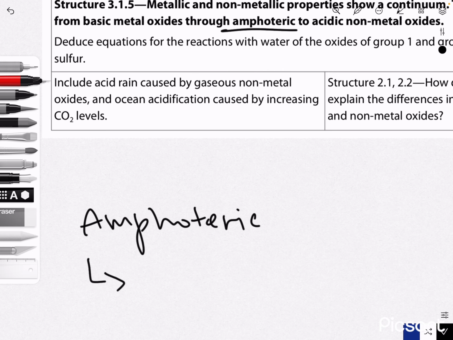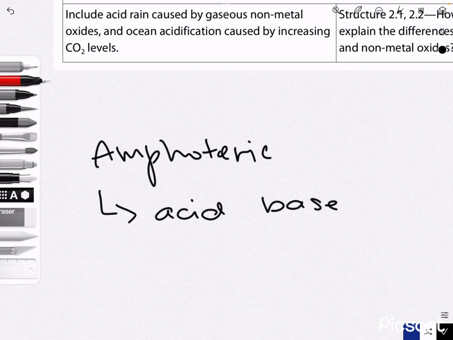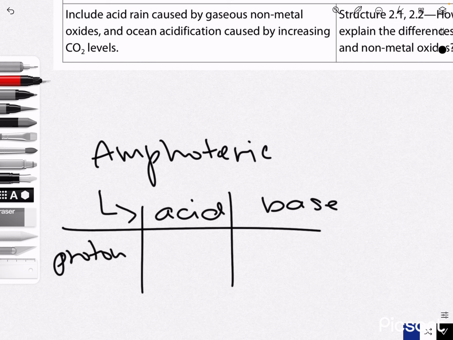So, something that is amphoteric is a substance which can react both as an acid or as a base. So what this means is it can either work as a proton donor or a proton acceptor in a reaction.